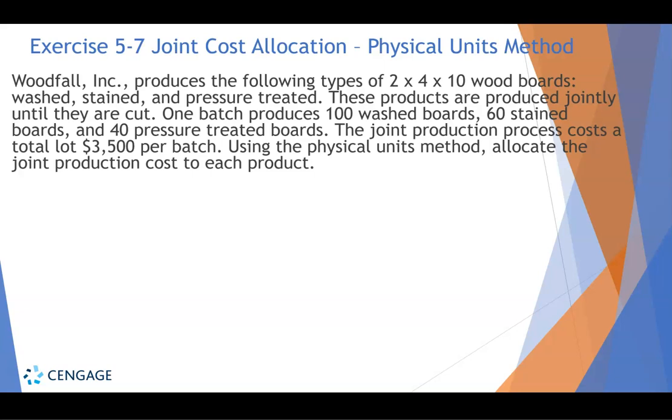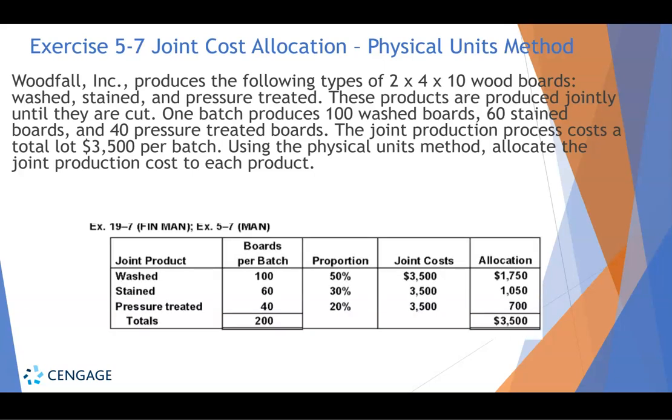Woodfall Inc. produces the following types of 2x4x10 wood boards: washed, stained, and pressure treated. These products are produced jointly until they're cut. One batch produces 100 washed boards, 60 stained boards, and 40 pressure treated boards. The joint production process costs a total of $3,500 per batch. Using the physical units method, allocate the joint production cost to each product.